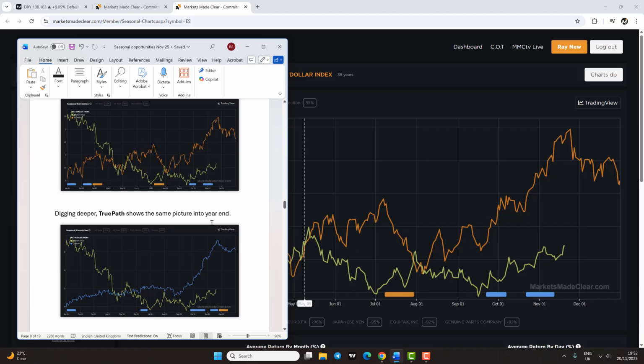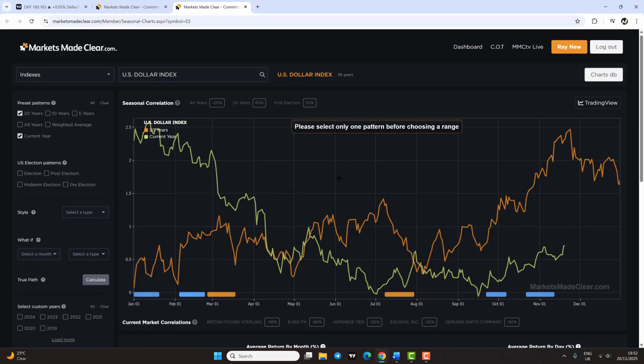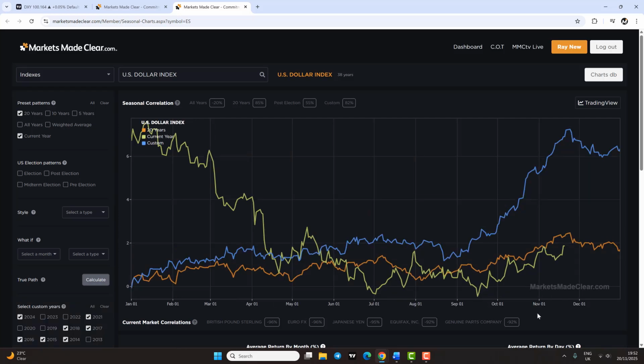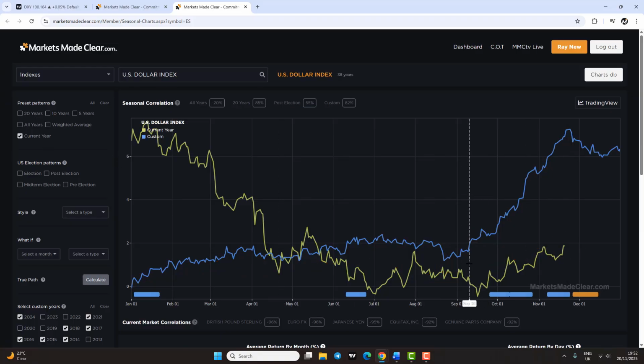We can look at various areas. True path is one we can do. So again, just asking the software, this true path, to calculate and show me the years that match current price, more the recent current price. It shows the current alignment that we have in here. Again, this period.